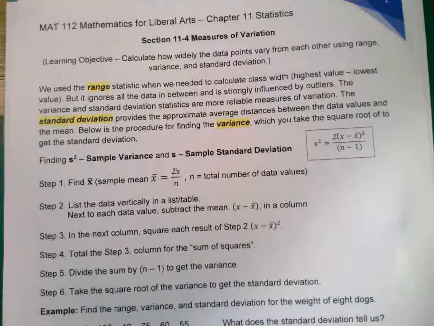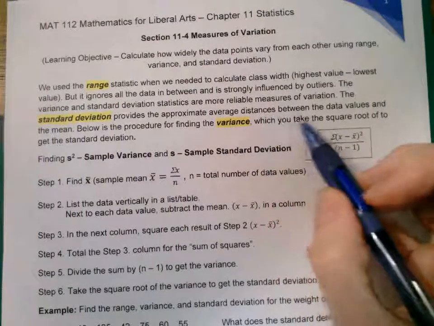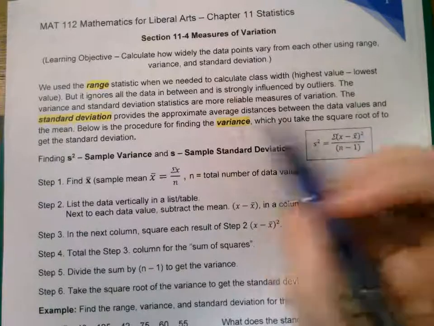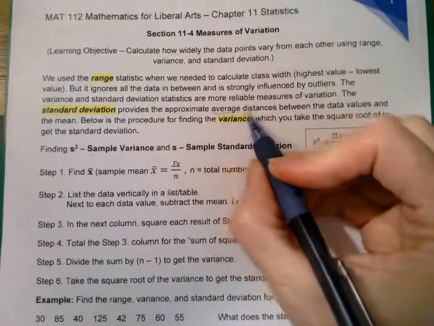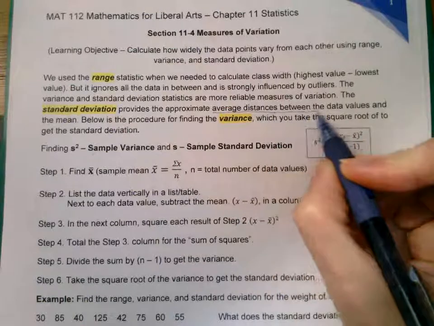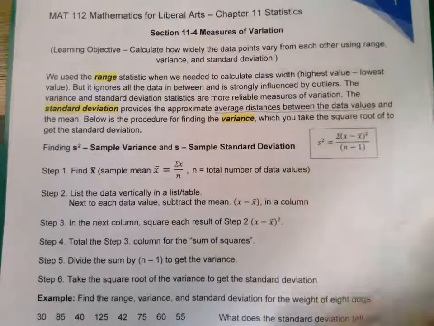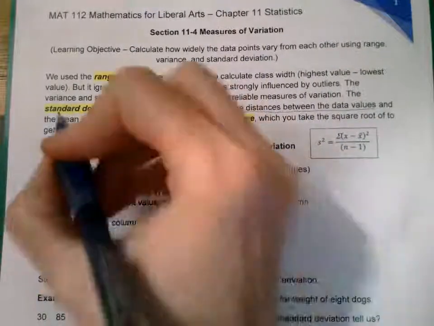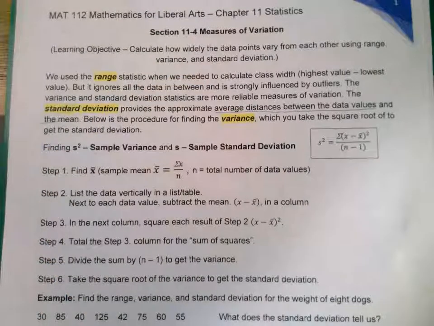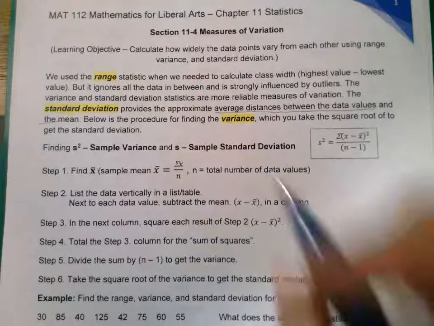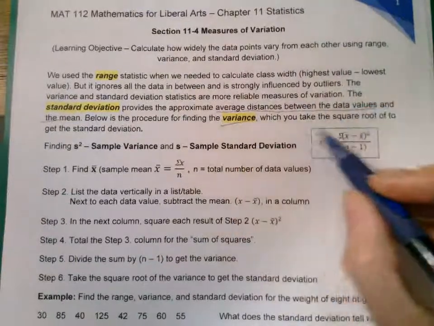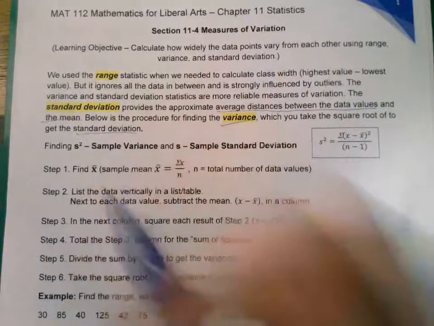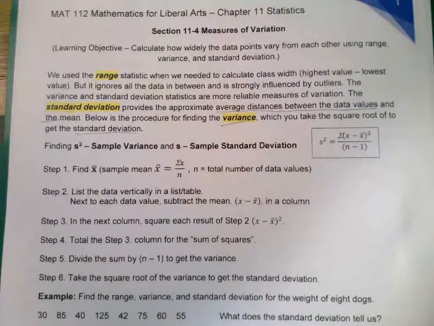The standard deviation provides the approximate average distances between the data values. That's really what it is, the average distances between the data values, how far they are from each other and from the mean. We're going to practice below using this procedure to find the variance, which then you take the square root of to find the more common standard deviation.